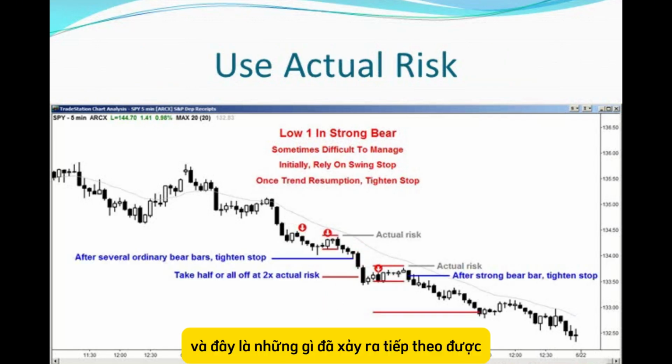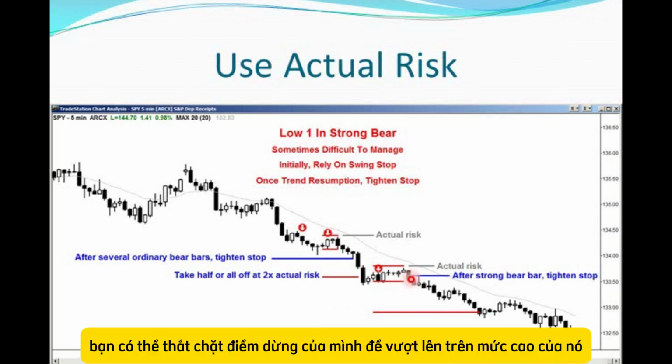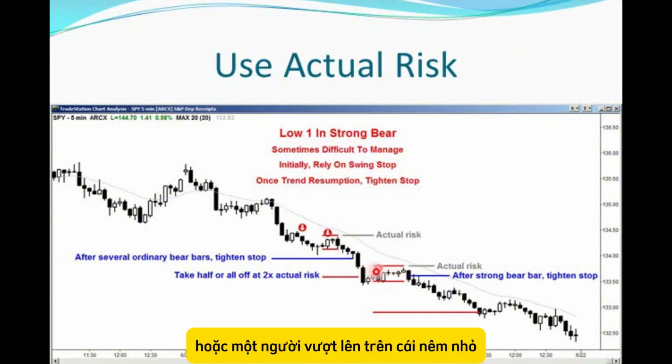And this is what happened next, okay? The market had a strong bear bar, so you could tighten your stop to 1 tick above its high, or 1 tick above this small wedge top, 3 pushes up, 1, 2, 3. So instead of your initial risk, which was above here, now you know that your actual risk was just 1 tick above the top of the pullback.